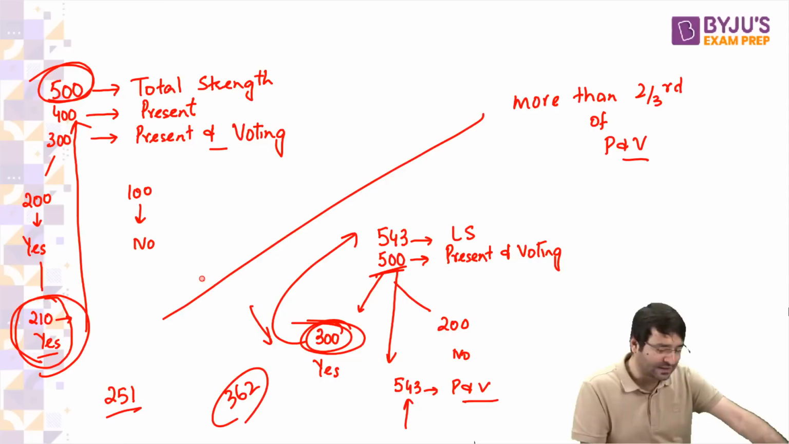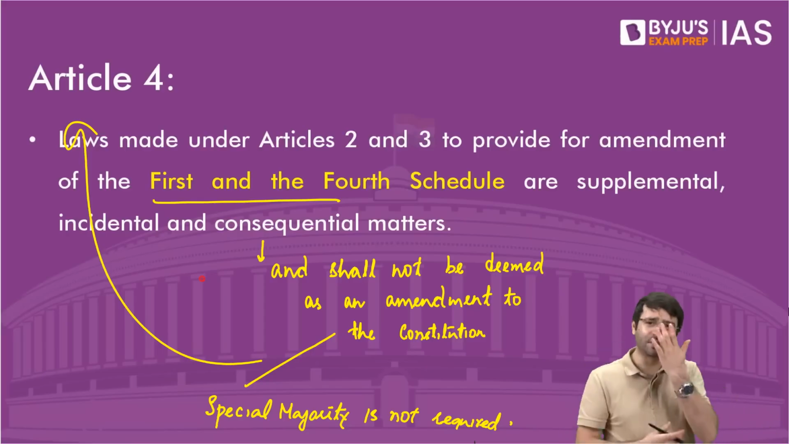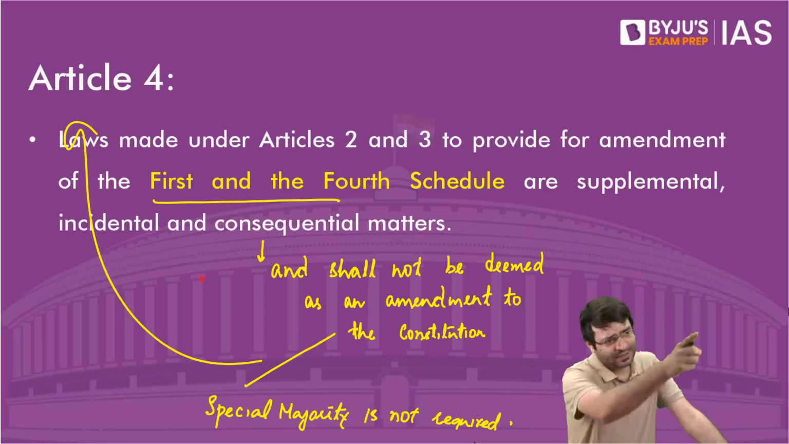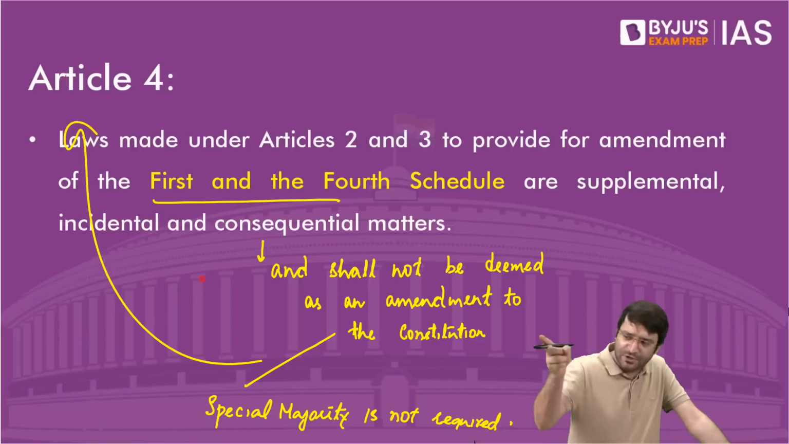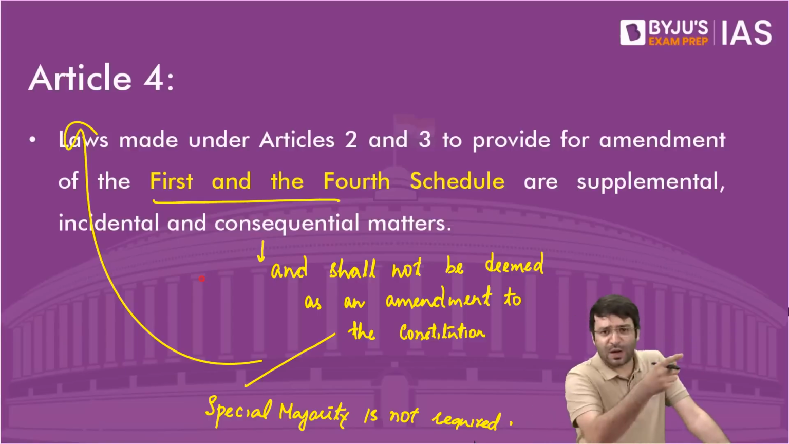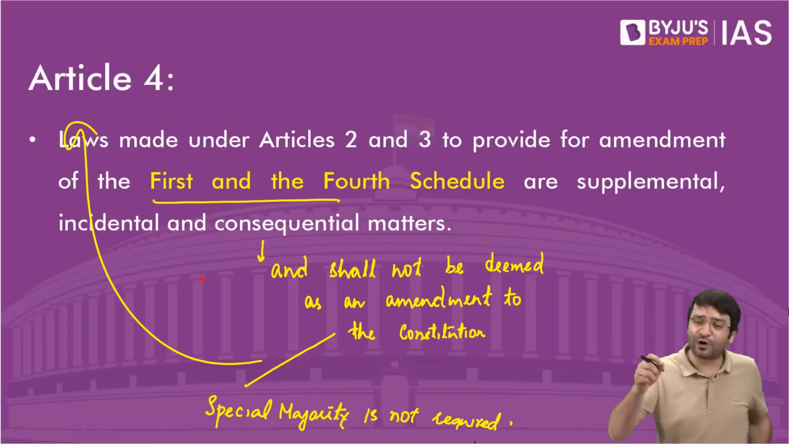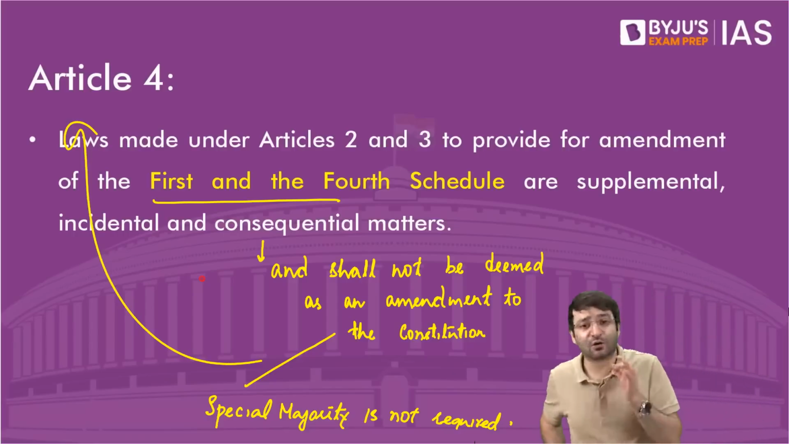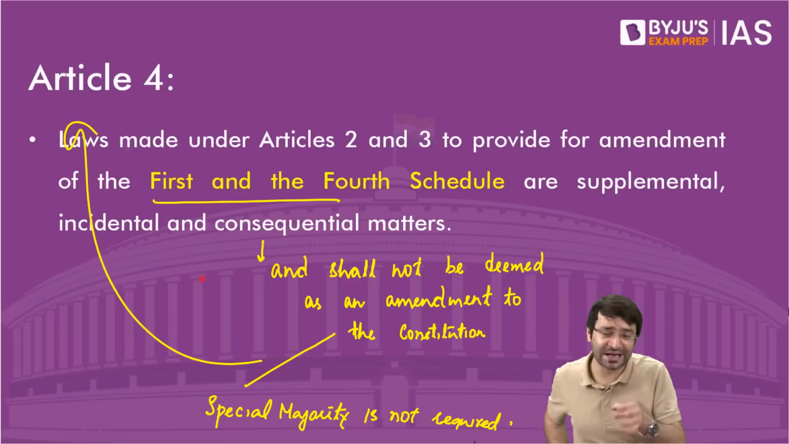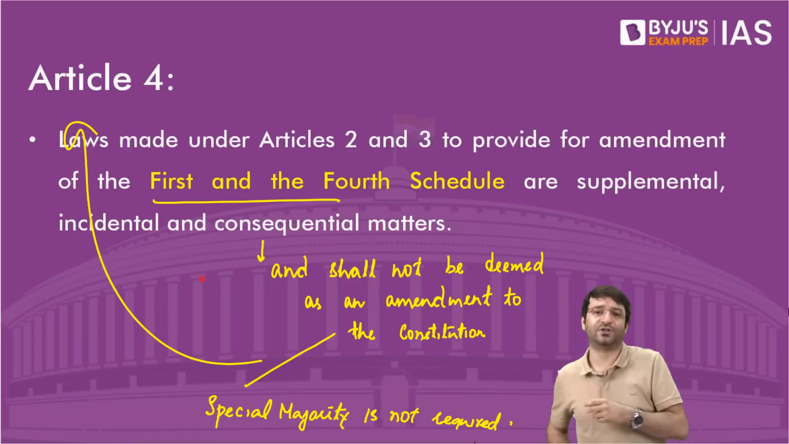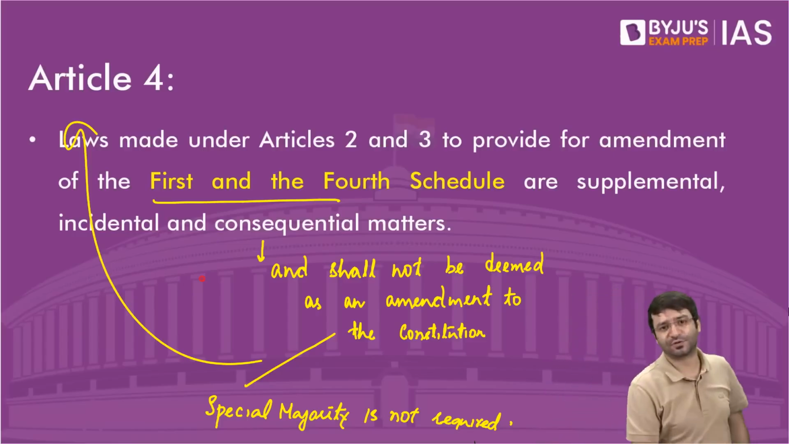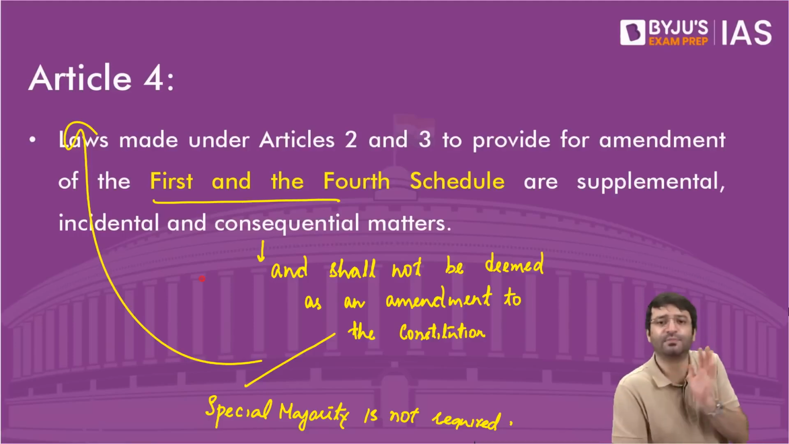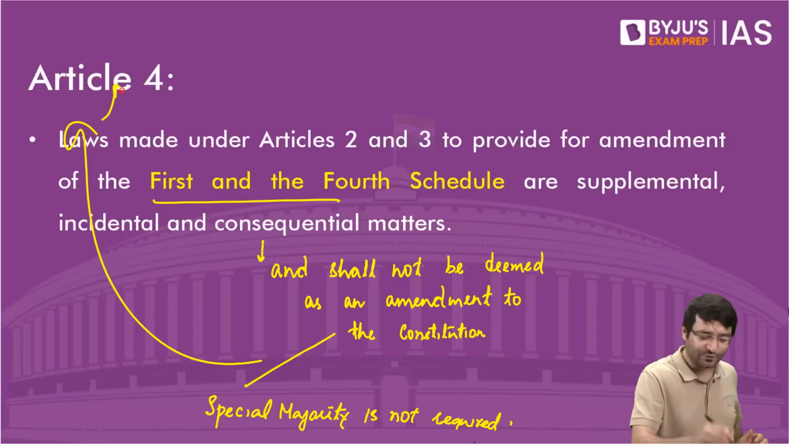So Article 4 basically says there is a consequence. What is the consequence? Whenever you pass a law under Article 3, there will be a change to Schedule 1 and a change to Schedule 4. Because in Schedule 1, you have to mention the name, and in Schedule 4, you have to provide their representation in the Rajya Sabha. There will be change, but these changes are consequential, incidental and supplemental in nature and shall not be deemed as an amendment to the Constitution. When they are not an amendment, you don't need a special majority. Then what do you need? Simple majority. That's Article 4 for you.